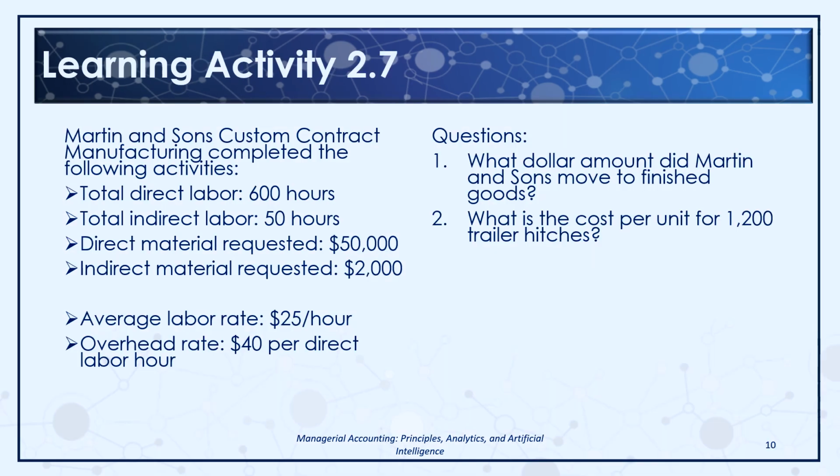Now you'll work through another cost flow example. Martin & Sons Custom Contract Manufacturing provides cost information such as direct labor hours, direct materials requested, indirect materials requested, labor rate, and overhead rates. You have two questions. What dollar amount is moved to finished goods? And number two, what is the cost per unit for 1,200 trailer hitches? Take a few minutes to work through this carefully.